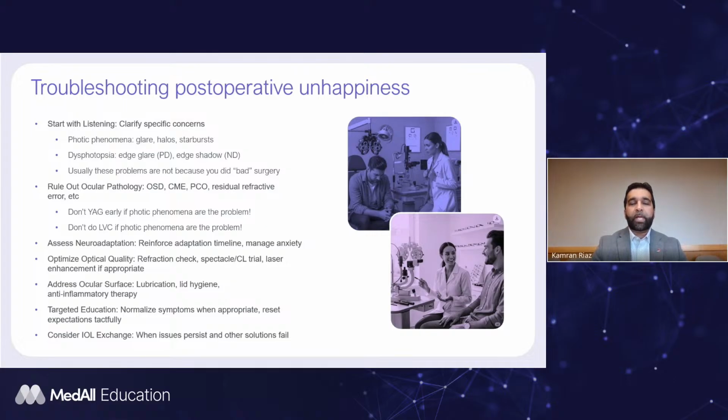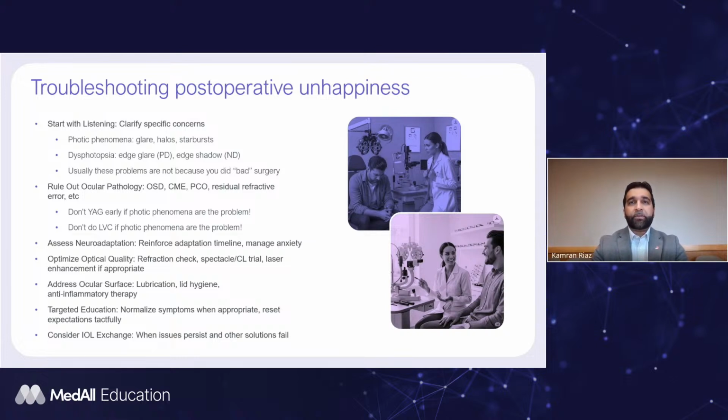We definitely want to rule out ocular pathology like ocular surface disease, cystoid macular edema, posterior capsular opacification, and residual refractive error. Now, here's something I really want to emphasize. If a patient comes in on post-op day 1 and says, "Doc, I've got glare and halos," YAGging the posterior capsule is not the solution, right? I want to emphasize that because these patients may ultimately need more time to adjust, or they may need their lens exchanged for a different type of lens.